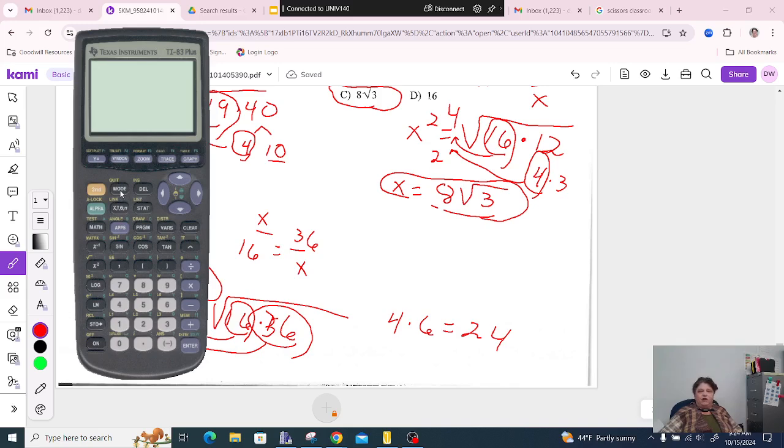So do you see mode right here next to your second? You don't have to worry about it. It's just if you have these calculators. So go ahead and go to mode. Do you see here where it says radian? We do not want radian. We want degree. So you have to pop down. When radian is flashing, you have to push it over and press enter.